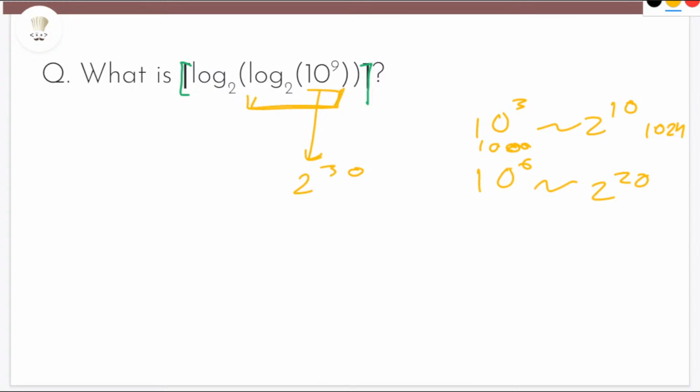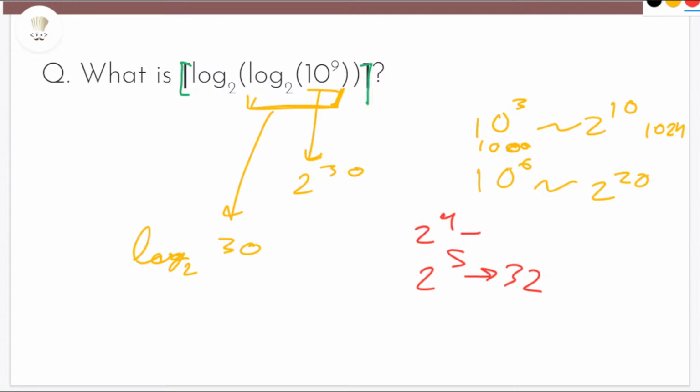So we can just convert this log base 2 of 10 to the power 9 easily to just write 30 here, and we just have to calculate what is log base 2 of 30, right? We know 2 to the power 5 is 32, and 2 to the power 4 is 16. So log base 2 of 30 would be somewhere between 4 and 5, tending more towards the 5 side. So it would be something like 4.9 something. And the ceiling of that is 5, right?